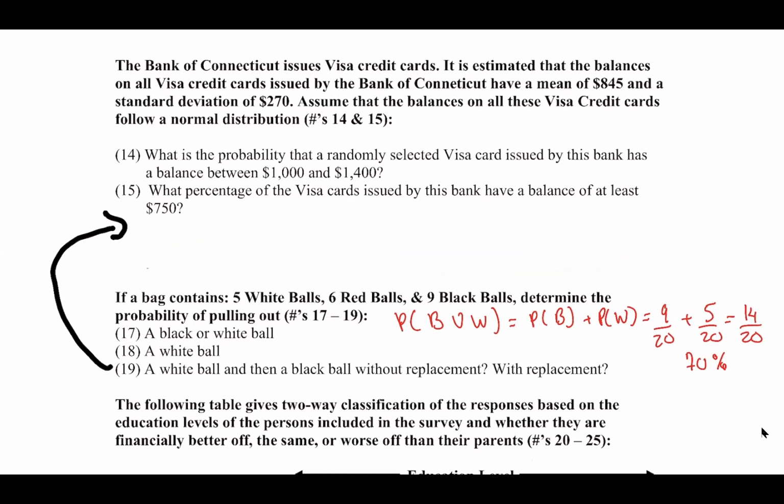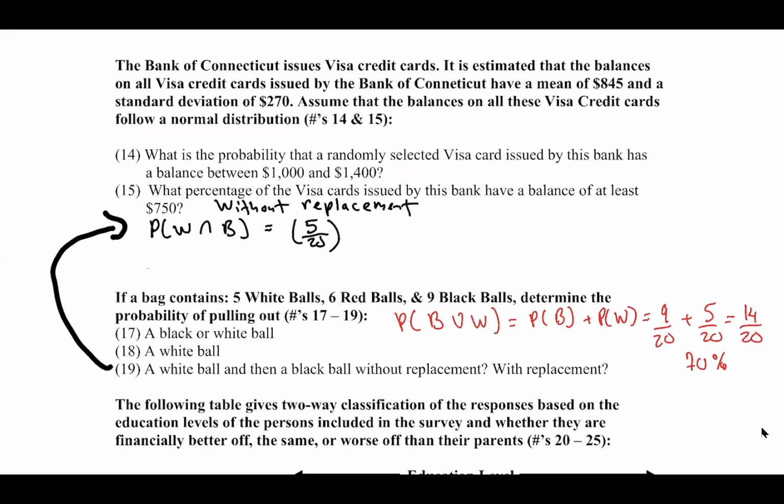All right, so for number 19, we want the first ball to be white, and then we want the second ball to be black. And for this one, we're doing it without replacement. Without replacement means once you select the object, I can't select that object again. So we want the first ball to be white. How many white balls do we have? Well, you have 5 out of 20 balls.